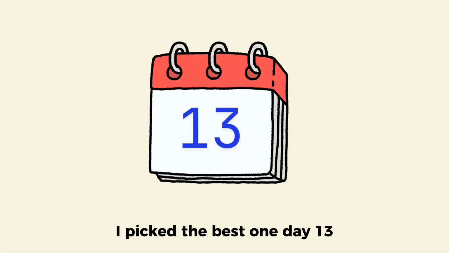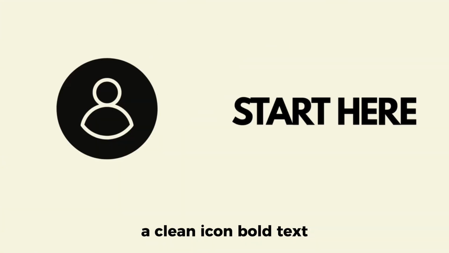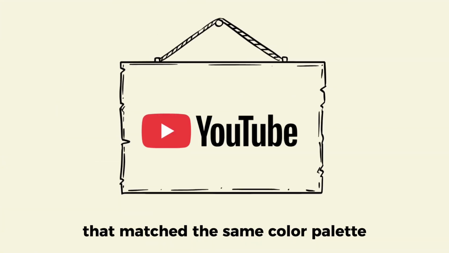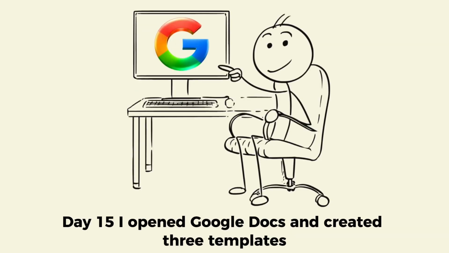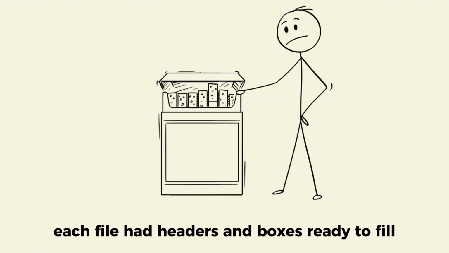Day 13. Using Canva's free plan, I built a logo using simple shapes, a clean icon, bold text, then a YouTube banner that matched the same color palette. Day 15. I opened Google Docs and created 3 templates: one for scripts, one for checklists, one for uploading. Each file had headers and boxes ready to fill.